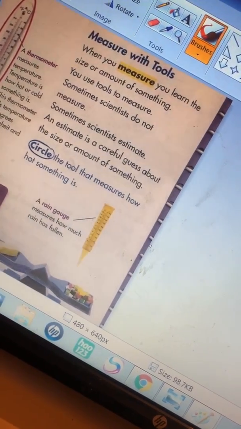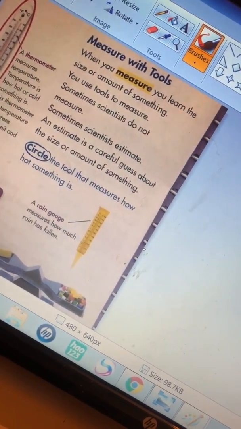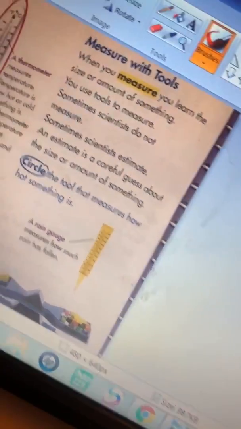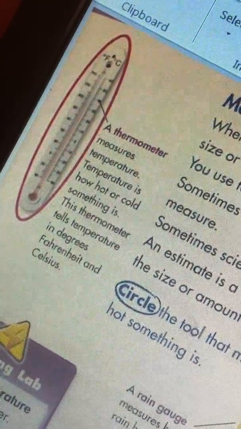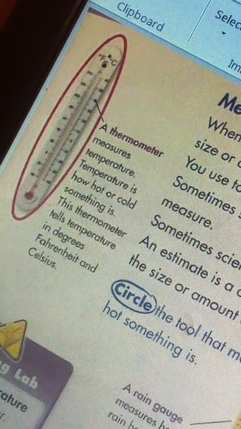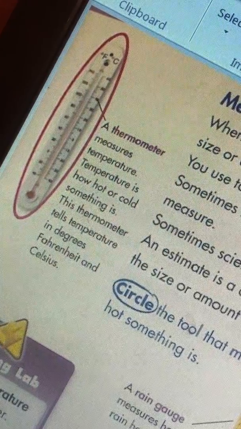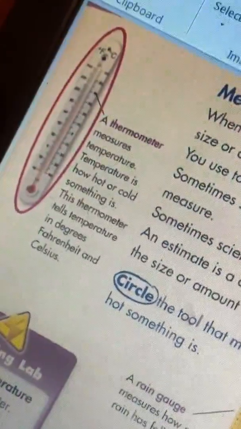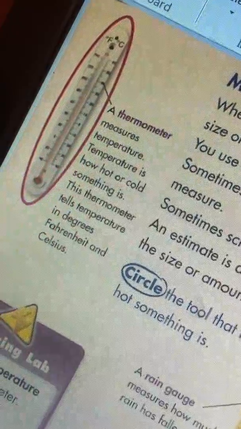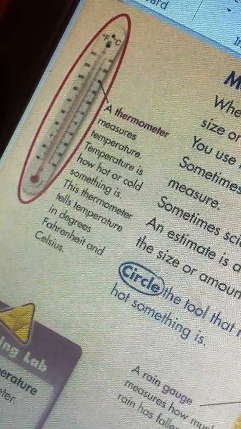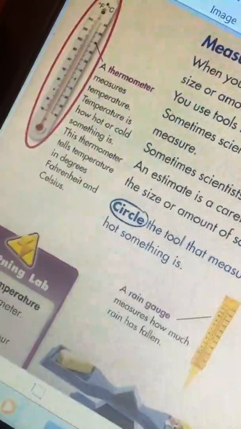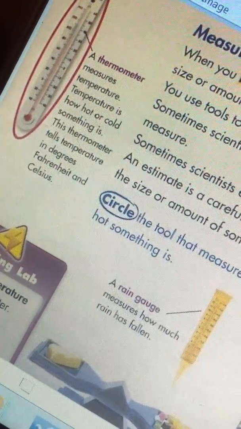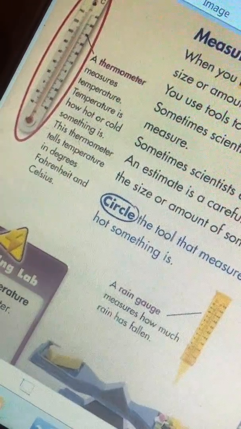Okay, we have so many different tools to measure something. The first tool is a thermometer. Can you see? This is a thermometer. So we use a thermometer to measure the temperature, and temperature means how hot or cold something is. We can measure the temperature of the air, of our classroom or our rooms at home.